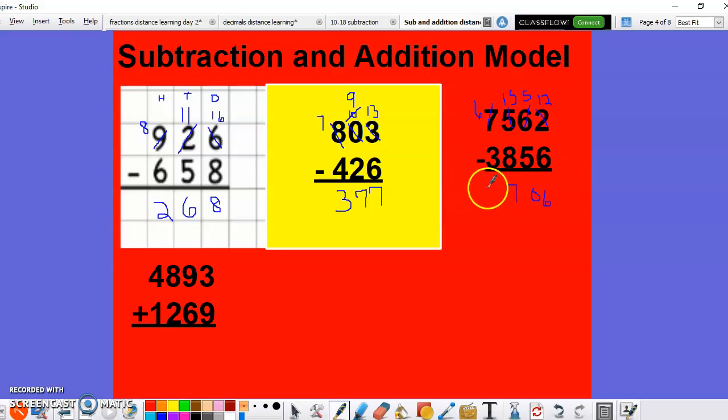And 6 minus 3 is 3. So that leaves us with 3,706. That's the difference. And here we have an addition. Most of you do very well with your addition, so I'll quickly go over this. 3 plus 9 is 12.